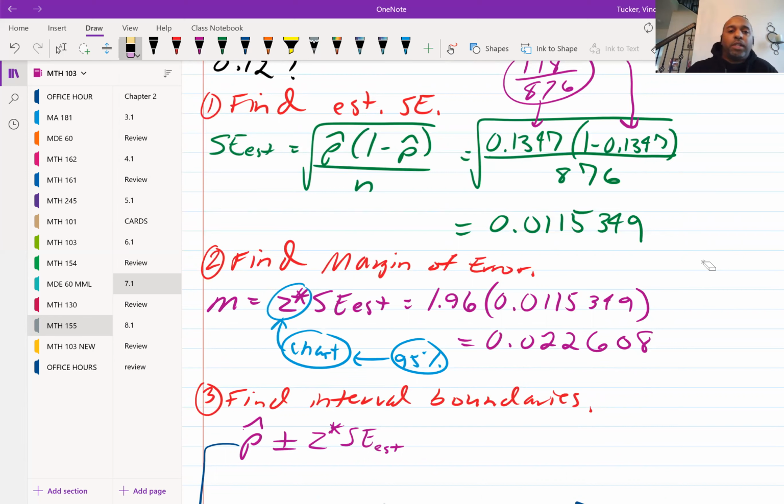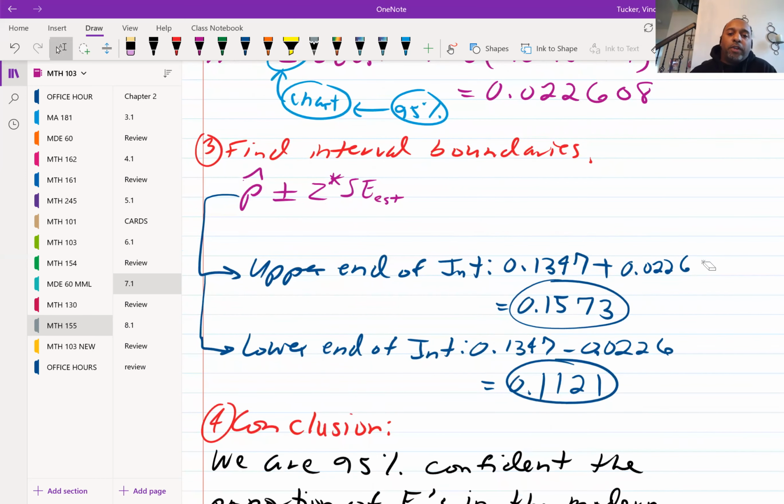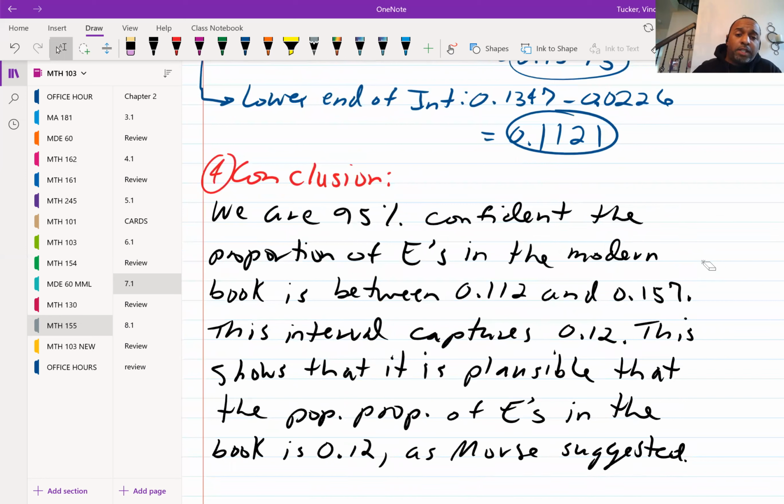All right, so multiply those together, you'll get your margin of error that you're going to add and subtract to p-hat. That's the same p-hat that we used in here. And you add and subtract it to find the upper end and lower end of your interval. And then from there, you answer the question, whatever it is that they ask you.